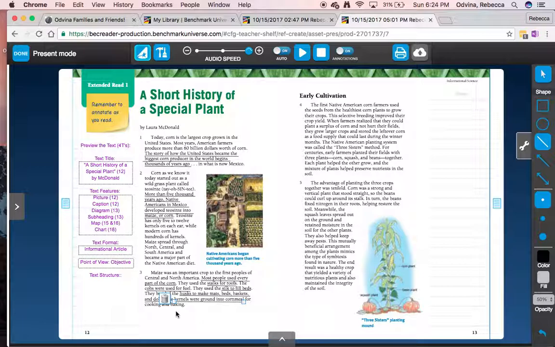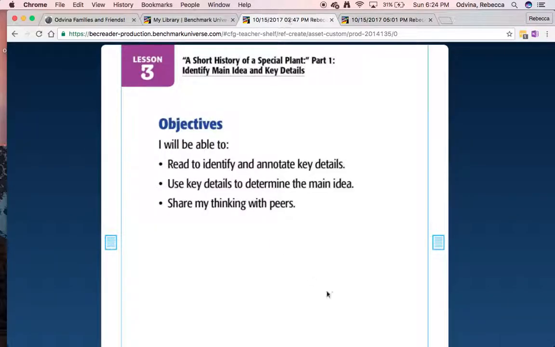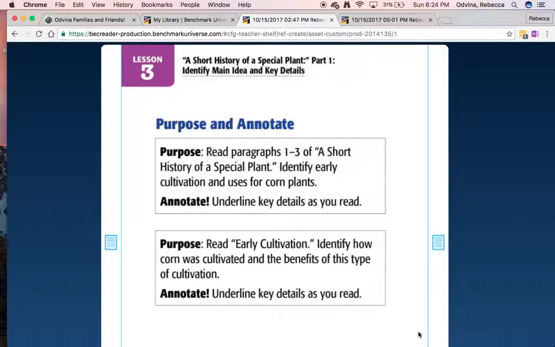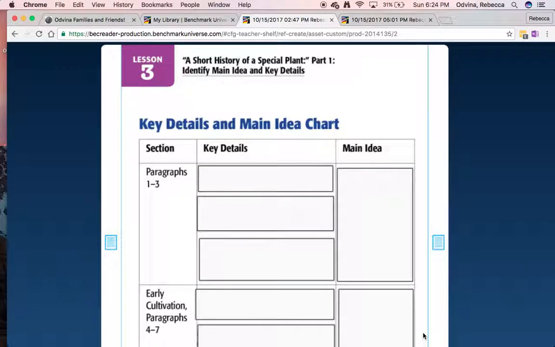So reviewing my annotation so far, I can state a main idea for these paragraphs. That for thousands of years, people have depended on corn, and it continues to be an important crop in the United States. So now I'm going to go over to a chart that we have. And it's the key details and main ideas chart.